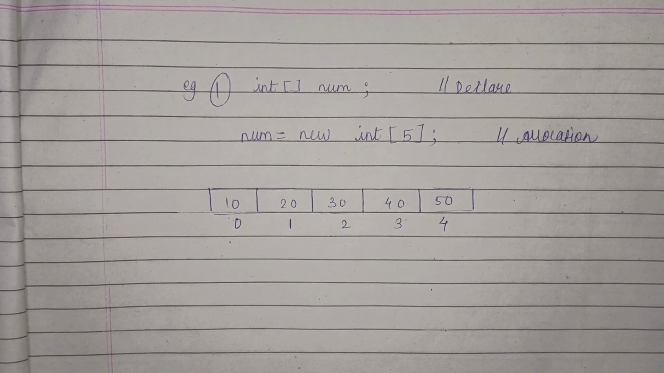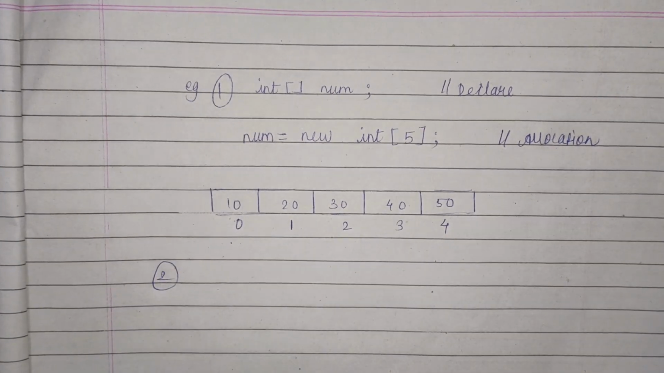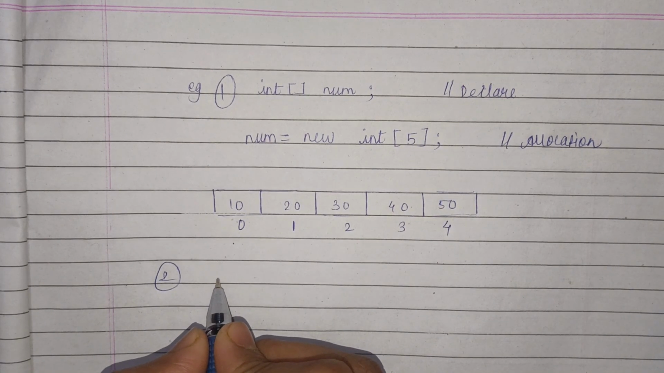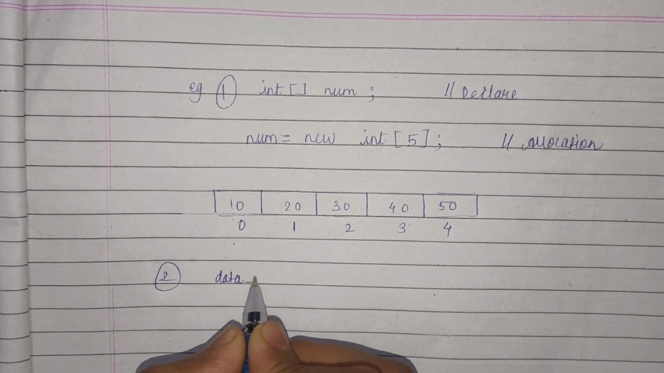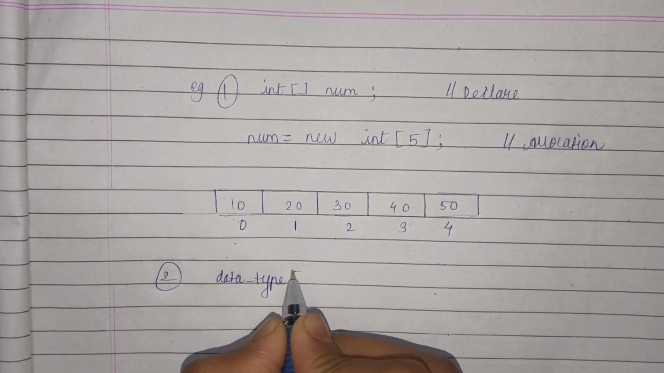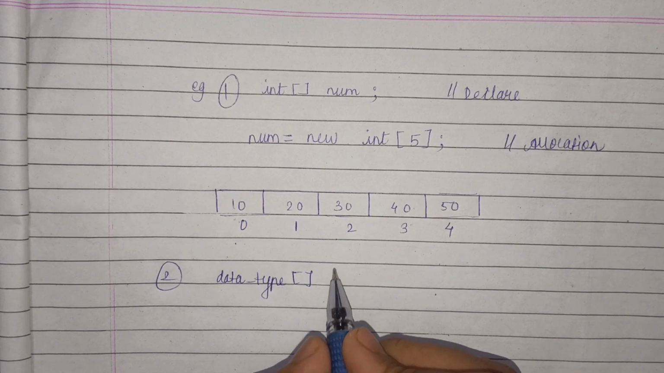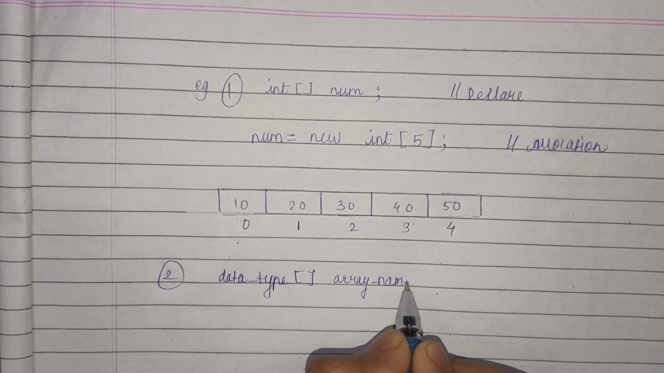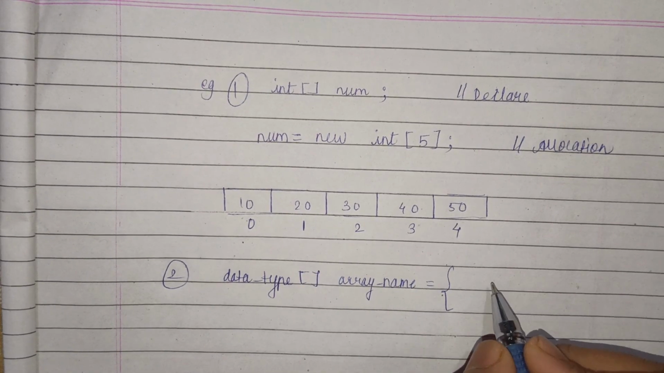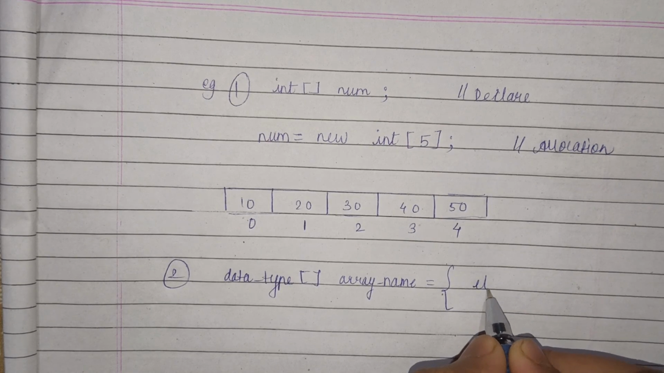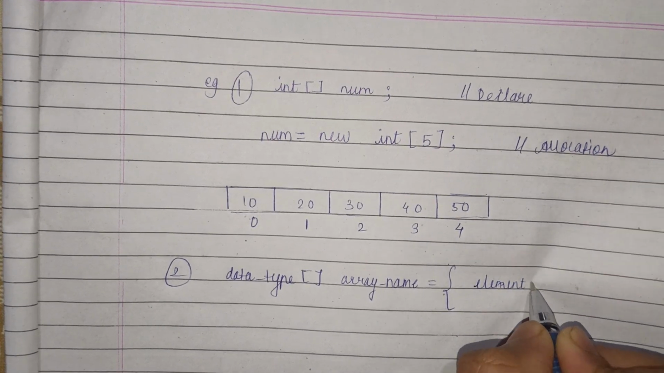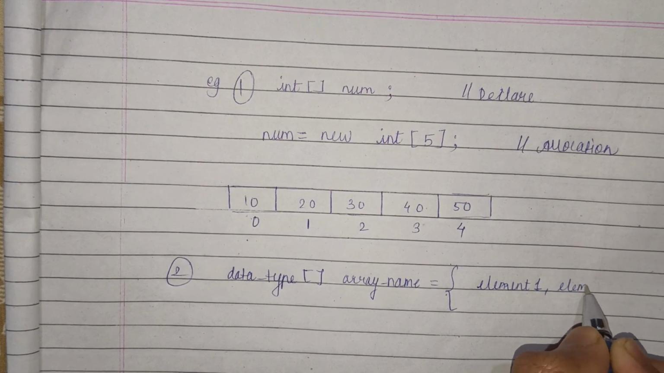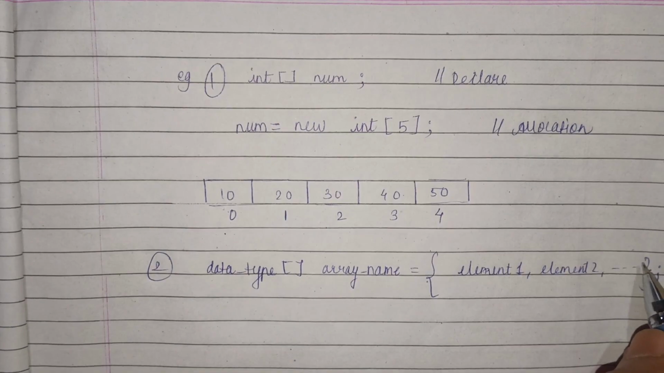The other way is that we can directly initialize an array. So let's take first the data type, and the brackets and the array name, equal to curly brackets, and here we can directly write the elements: element 1, element 2, and so on, and here we can close the bracket.